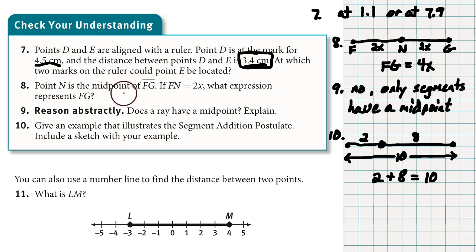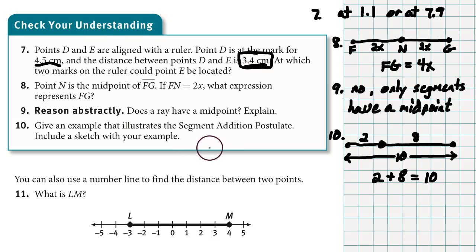Question 8. Point N is the midpoint of segment FG. I drew that to help me visualize. FN is 2x. So if this first piece is 2x, then this other one is also 2x. How long is FG? 4x. Number 9, does a ray have a midpoint? No, it doesn't. Only segments can have midpoints.